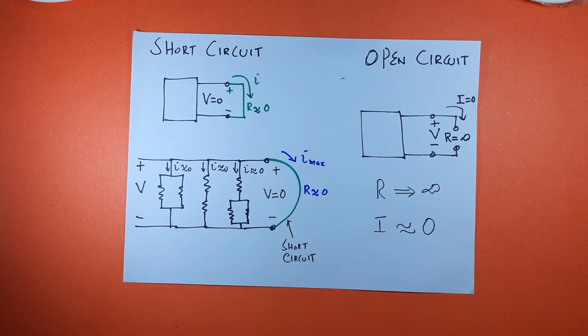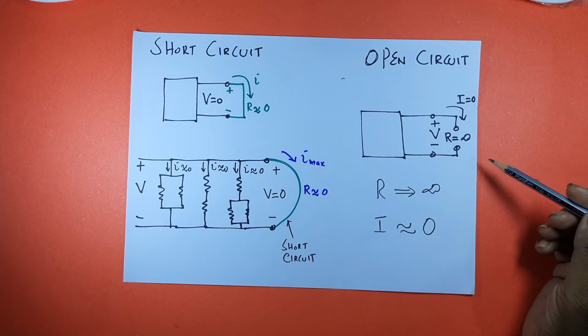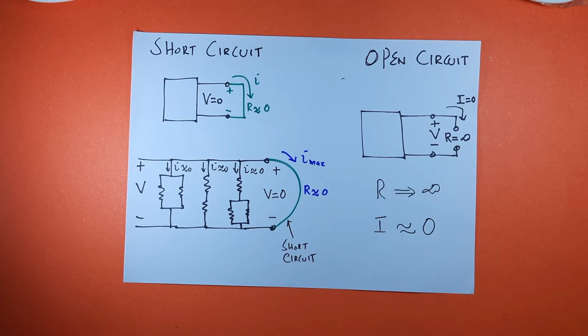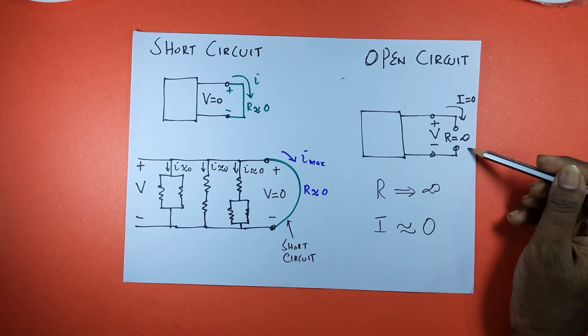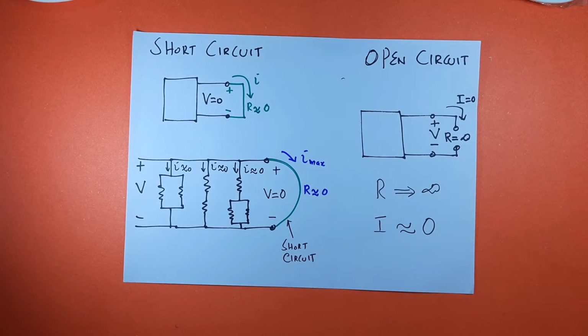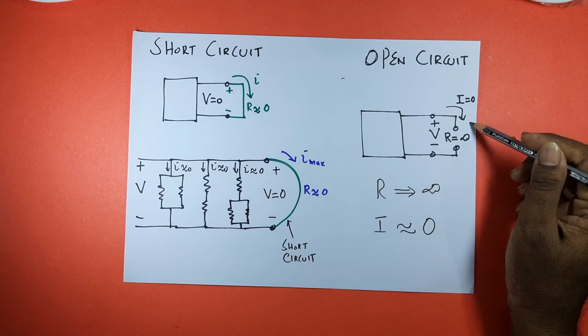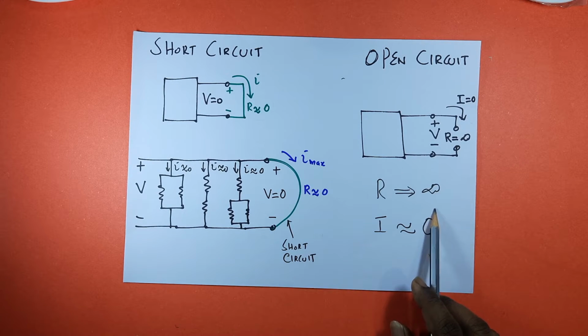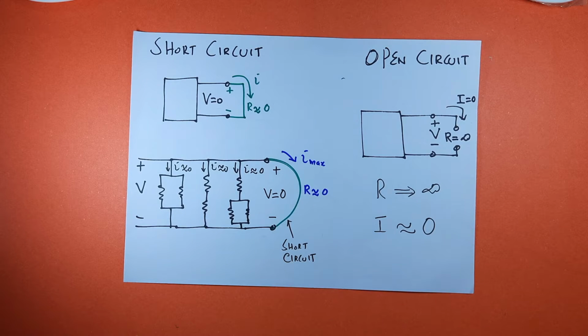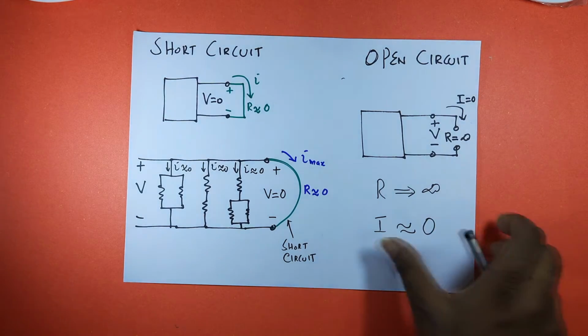Next we have open circuit. So open circuit, the terminals are kept open. If you measure the resistance across the open terminals or across the open circuit, it is almost infinity. So when the circuit is open, current through that part is zero. So open circuit, the resistance approaches infinity and the current is almost nil or zero.